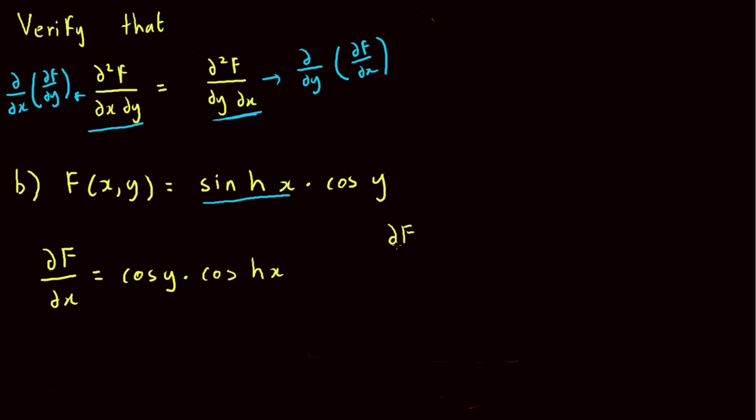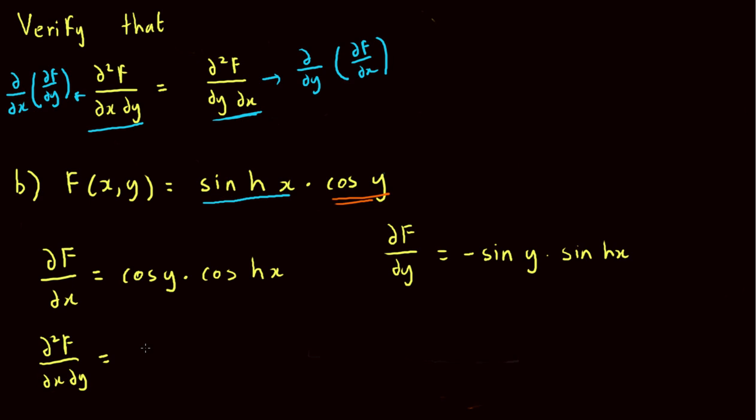And for del f del y, since we're only interested in the cosine y, because the sine hx is not important to us, it is just going to be negative sine y times sine hx. All right, now we want to find del square f over del x del y.